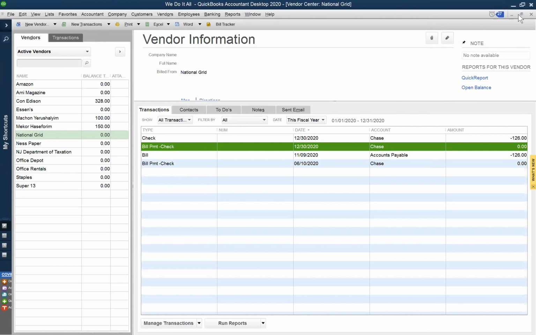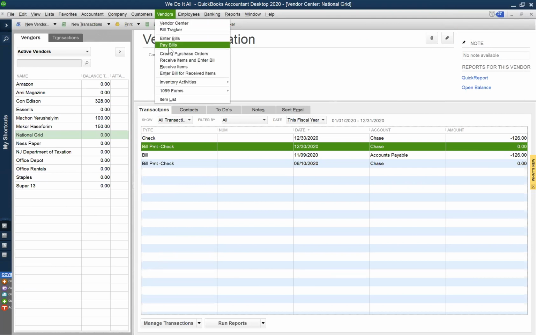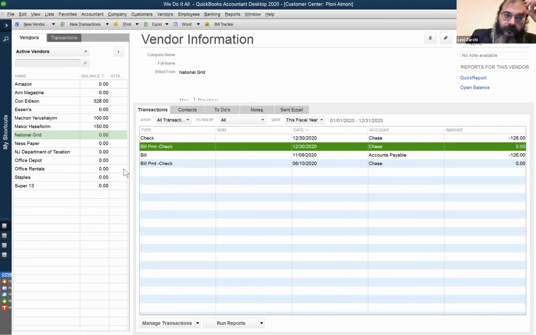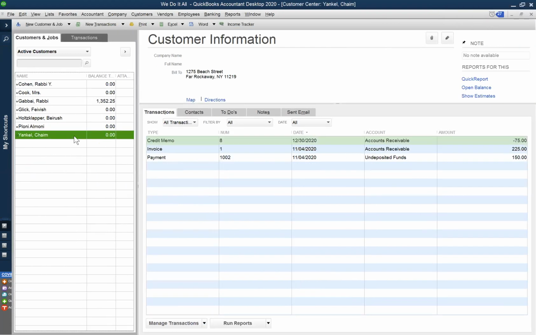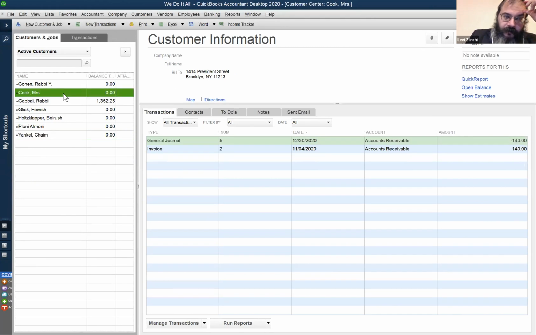Okay, the same idea that I did with not entering the bill. So we did it for Mrs. Who did we do it for? We did it for Chaim Yankel. We gave him 75. Well, you did Mrs. Cook, right? You got Mrs. Cook's 140? You did that already? No, I didn't do that. Okay, well, it's two separate things.